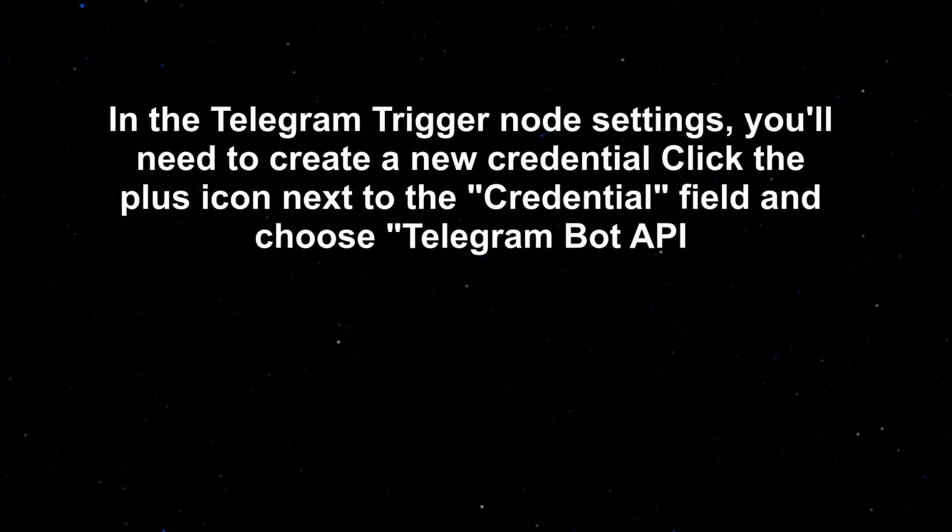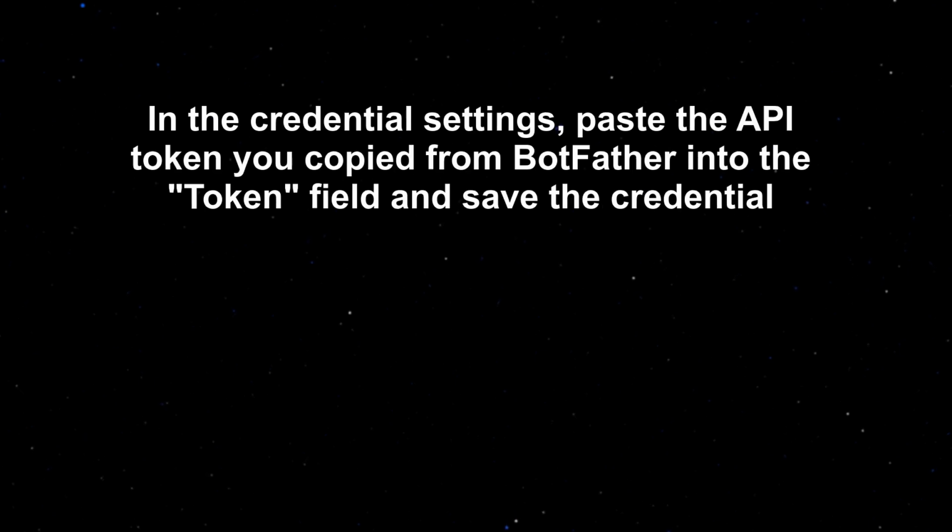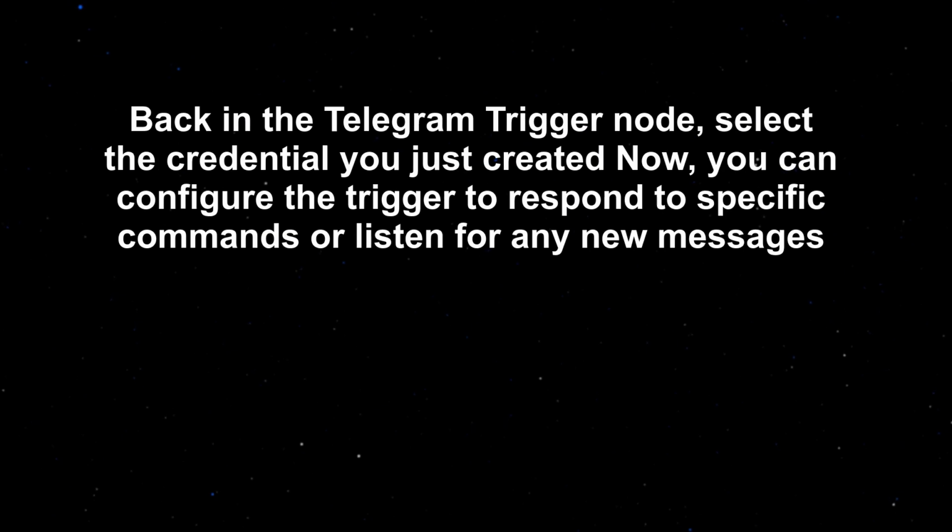In the Telegram trigger node settings, you'll need to create a new credential. Click the plus icon next to the credential field and choose Telegram Bot API. In the credential settings, paste the API token you copied from BotFather into the token field, then save the credential. Back in the Telegram trigger node, select the credential you just created. Now, you can configure the trigger to respond to specific commands or listen for any new messages.